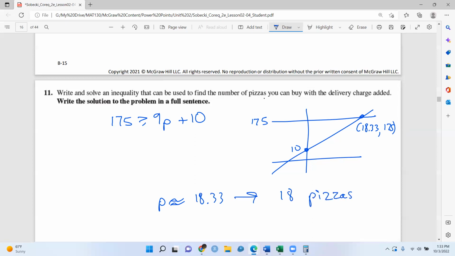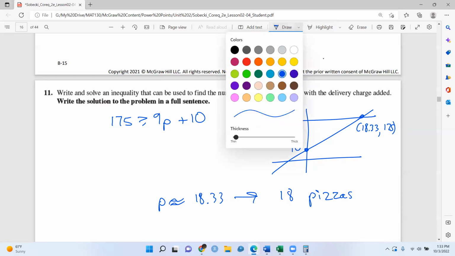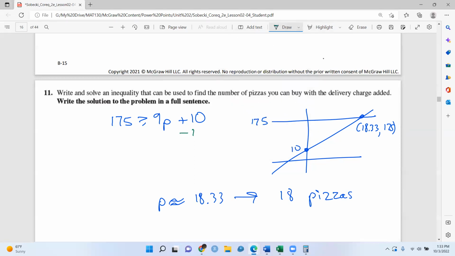Now, some of you might prefer an algebraic solution. And the way we would do that is we'd subtract 10 from both sides. This goes away, we get 165. That's how much we can spend on the pizzas. Divide both sides by 9. That gets us the 18.333, which we would round to 18 because we can only have a whole number of pizzas that we purchase.